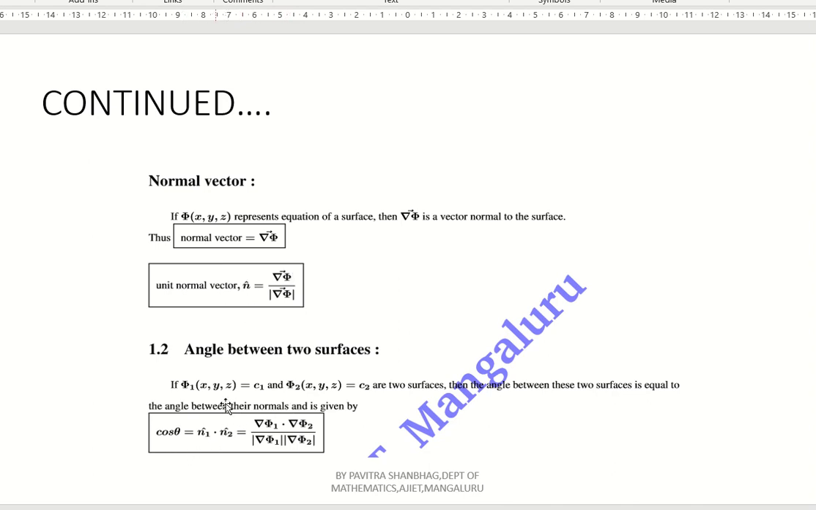So the dot product of this gives what? Cos theta, or cos theta equal to n1 cap dot n2 cap, or you can write it in the form of del phi 1 dot del phi 2 divided by the product of their magnitudes, that is modulus del phi 1 into modulus del phi 2. Students, here you should be very careful, this dot should be visible, because it is not a normal product, it is a dot product, it should be visible.